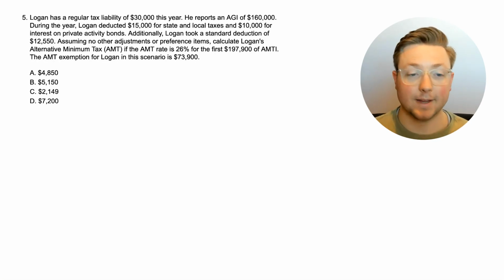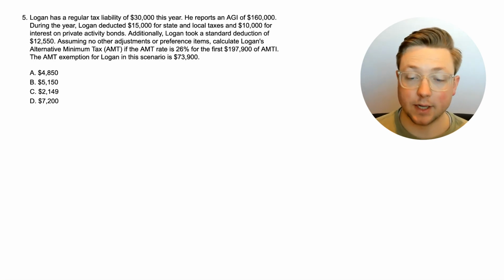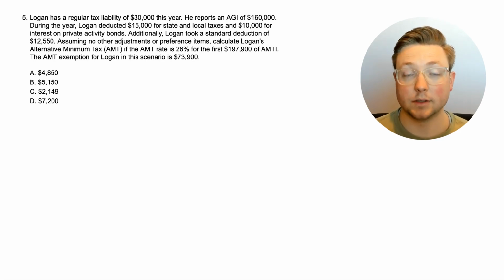Here's question 5. Logan has a regular tax liability of $30,000 for this year. He reports an AGI of $160,000. During the year, Logan deducted $15,000 for state and local taxes and $10,000 for interest on private activity bonds. Additionally, Logan took a standard deduction of $12,550. Assuming no other adjustments or preference items, calculate Logan's alternative minimum tax if the AMT rate is 26% for the first $197,900 of AMTI. The AMTI exemption for Logan in this scenario is $73,900.